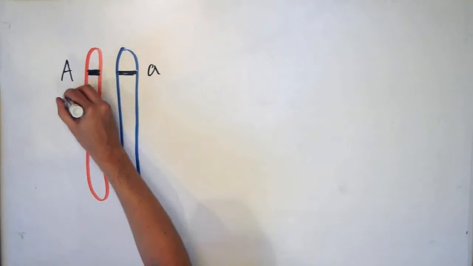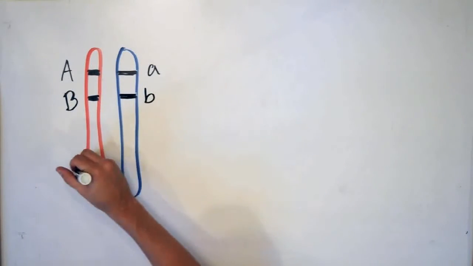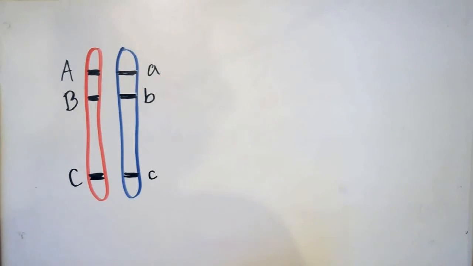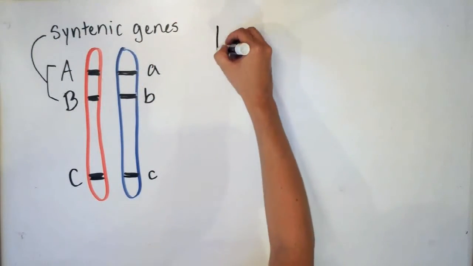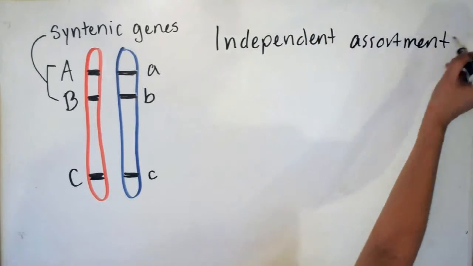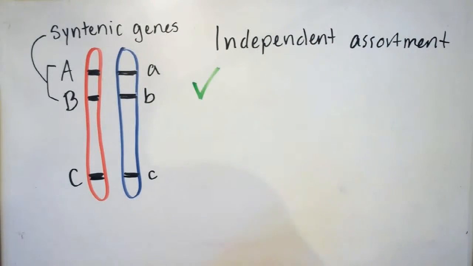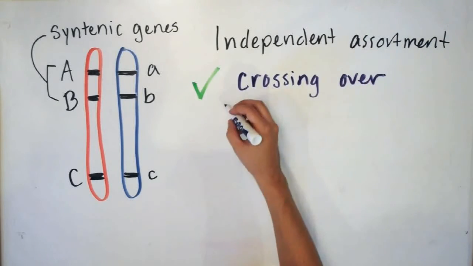But what if all three genes are located on the same chromosome? Does the law of independent assortment still apply? Genes located on the same chromosome are known as syntenic. The law of independent assortment is still valid for some syntenic genes because of a phenomenon called crossing over.